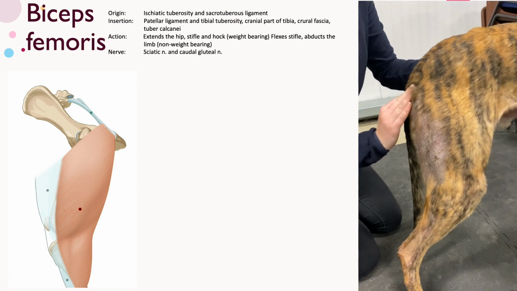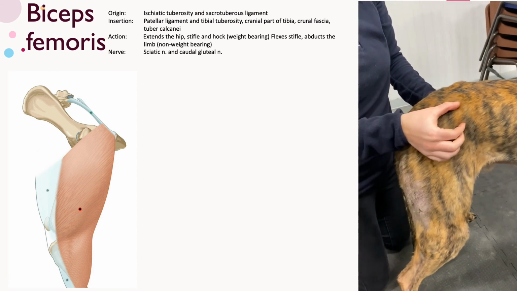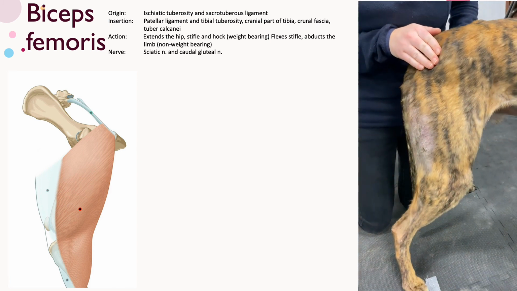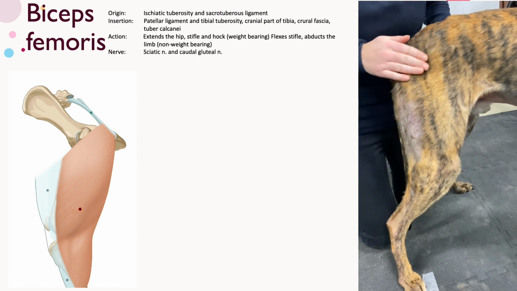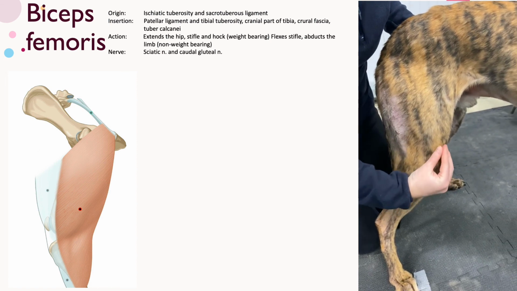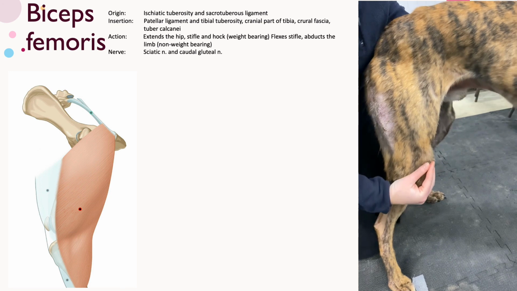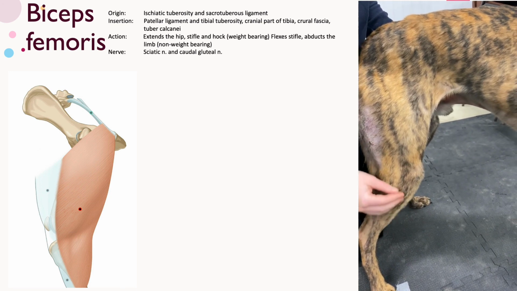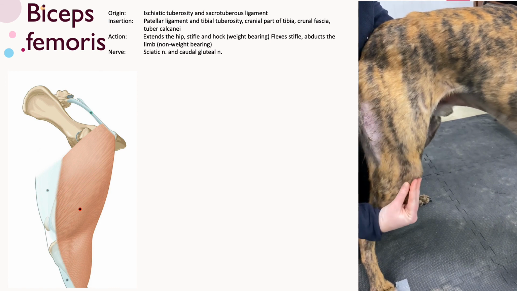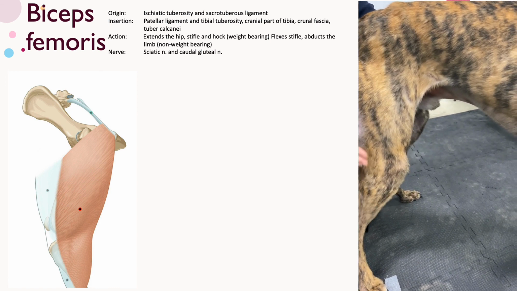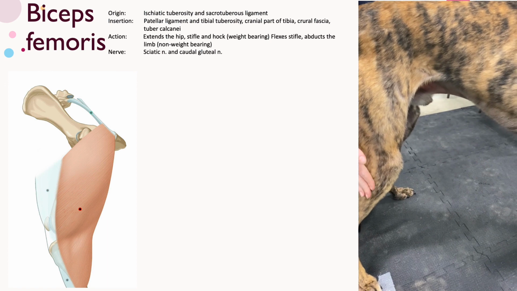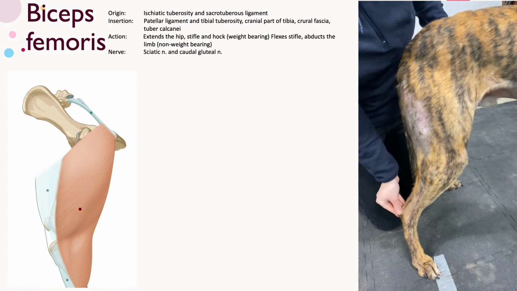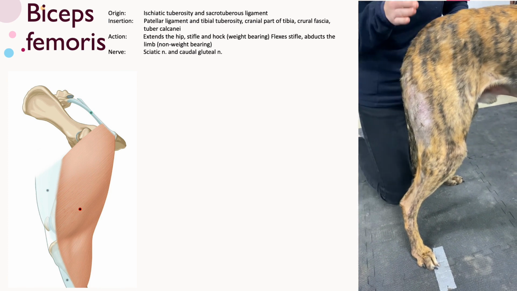So Meg's identifying that's coming off the back of the ischiatic tuberosity and then indicating the sacrotuberous ligament. So it's coming down off that portion there, and then it's coming down onto the patellar ligament, the tibial tuberosity, the cranial part of the tibia there, then obviously the crural fascia, so that's all that fascial attachment down the front of the leg, and then down onto the tuber calcaneus.